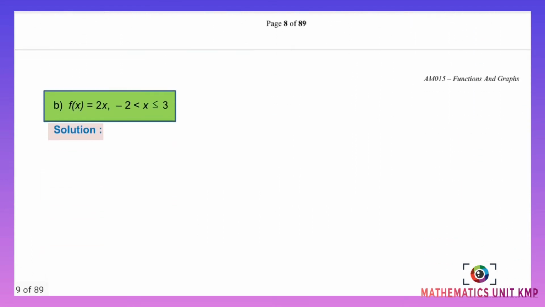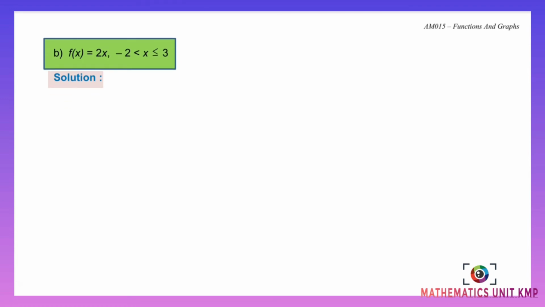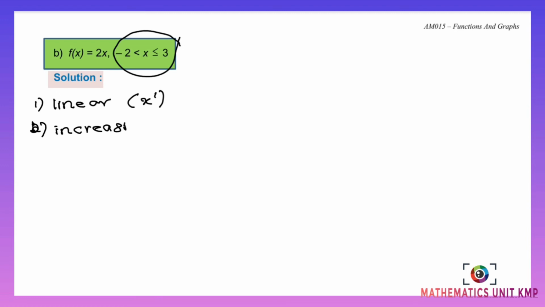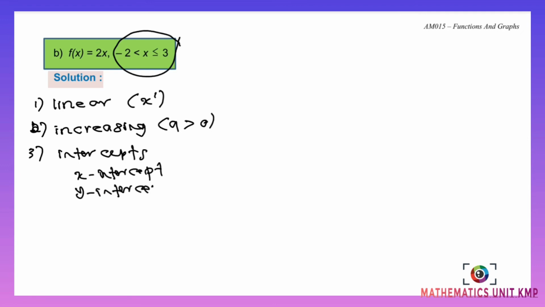Okay. Next one is 5.3b. So we have a function which is f(x) equals 2x, and this one we have the domain here, right? So first one, we know this one is linear because of x power of 1. Second one, we know this one is increasing because a is greater than 0. Third one, intercepts. Right, so x-intercept, y-intercept. Right. So both are at the origin.